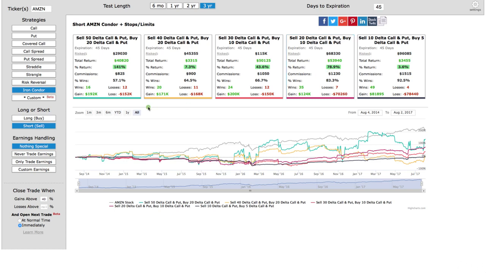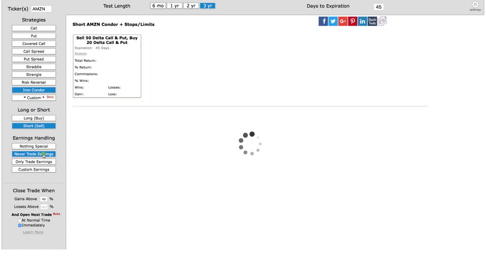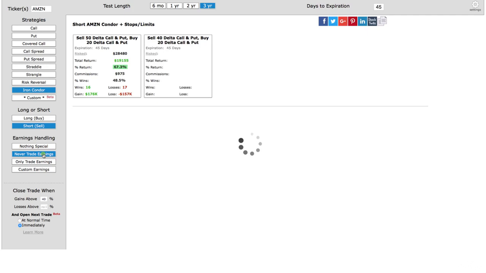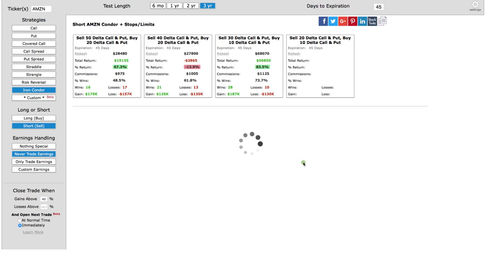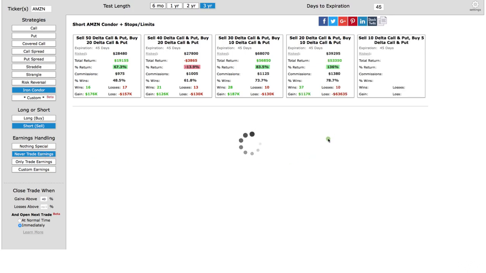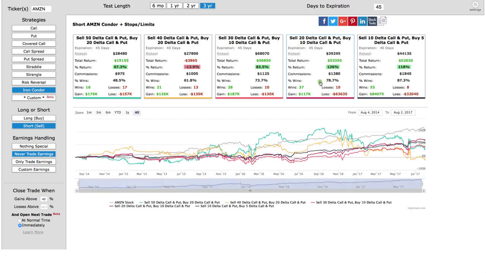One of the things you can look at for an individual stock is you can say never trade earnings. So it's going to exit the position 2 days before the earnings announcement, and then it's going to re-enter 2 days after the earnings announcement. And so you can get an idea of what the statistics and the backtesting look like for trading Amazon without earnings, and you can see that improved it pretty dramatically.